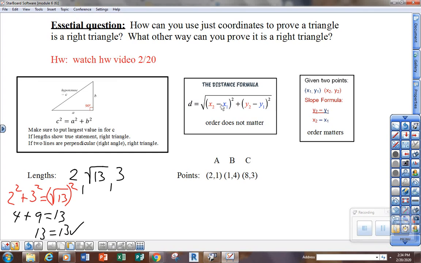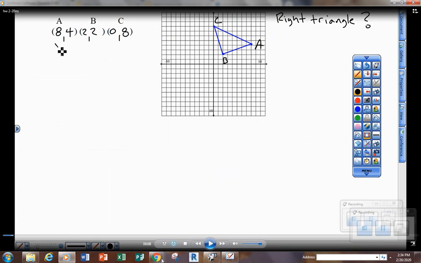Distance formula does not matter which order you plug these in, as long as you keep x's and y's together. Slope formula does matter. Y's way up high. The order you subtract y's, you've got to stay consistent with the x's. So back to this problem that I was doing.